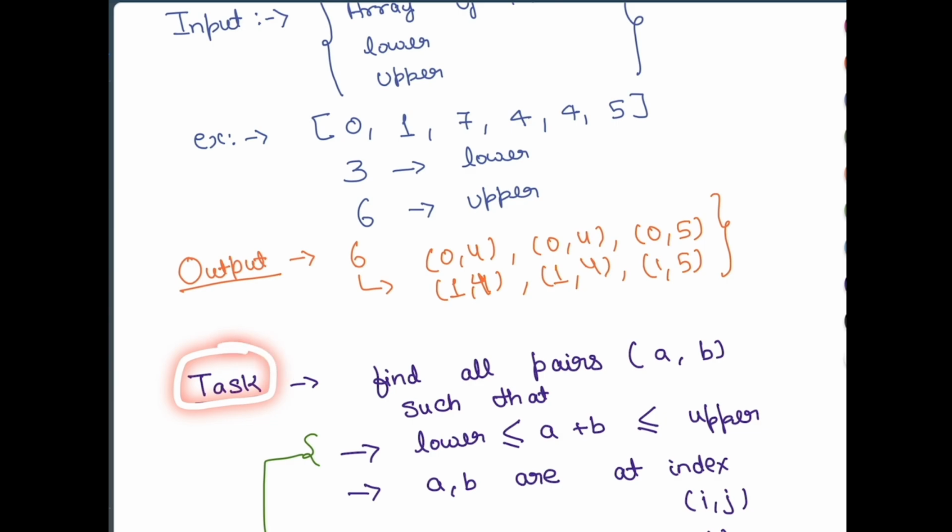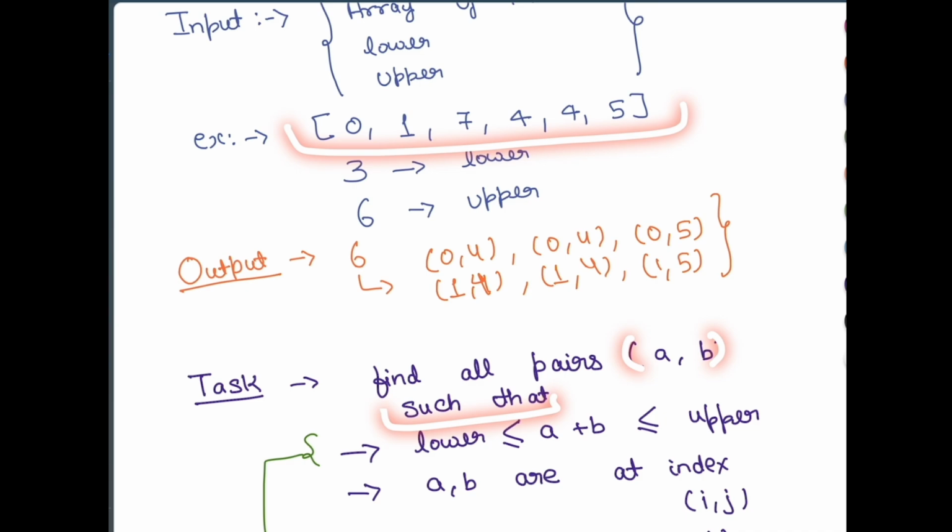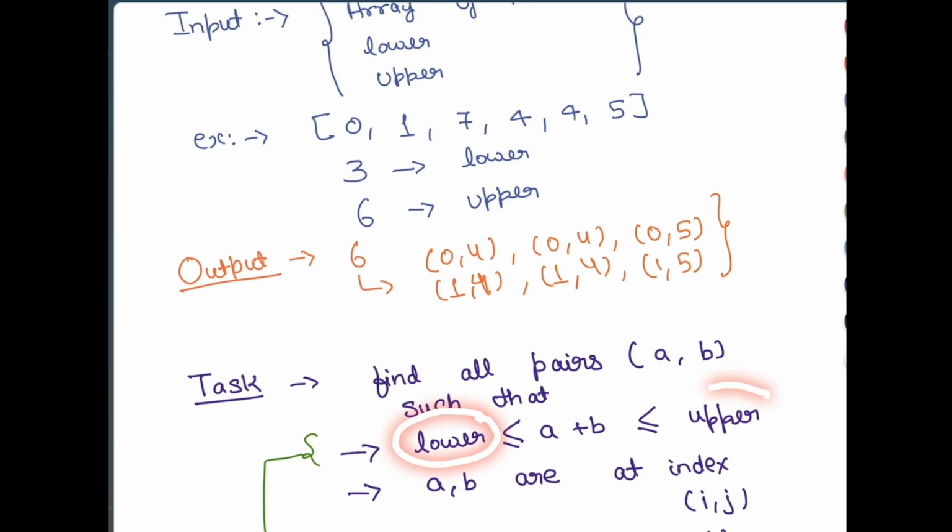Now, what is the task in this particular problem? What we need to do is find all the pairs such that if a pair is a comma b from your array, then the sum of a and b should be within the range of lower and upper. For example, you need to form all those pairs out of your array, pairs like a comma b, such that a plus b should be more than or equal to the lower bound but less than or equal to the upper bound. That is, it should be within the range of lower and upper.